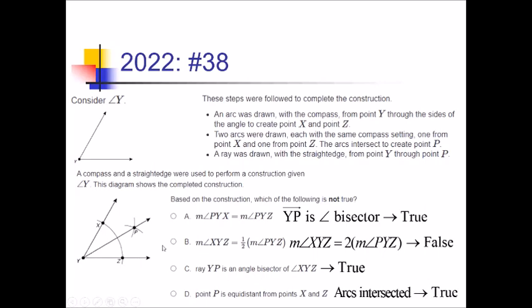Even if you didn't know anything about constructions, though, if you can read angles and figure out which angles they're talking about, this second statement is just blatantly false. So we're going to choose choice B.